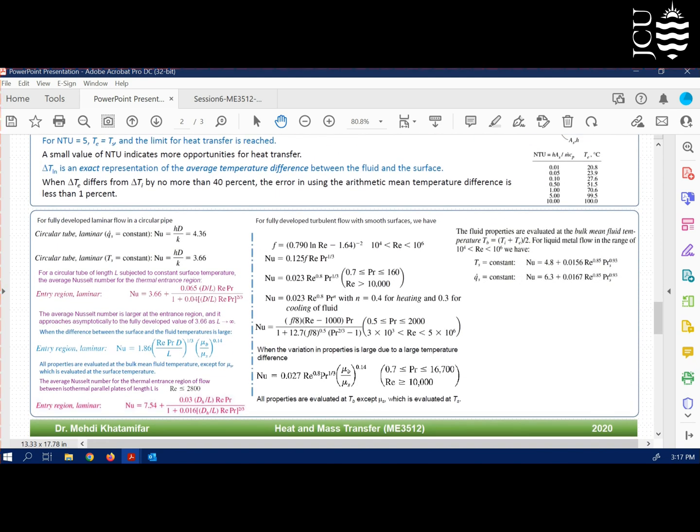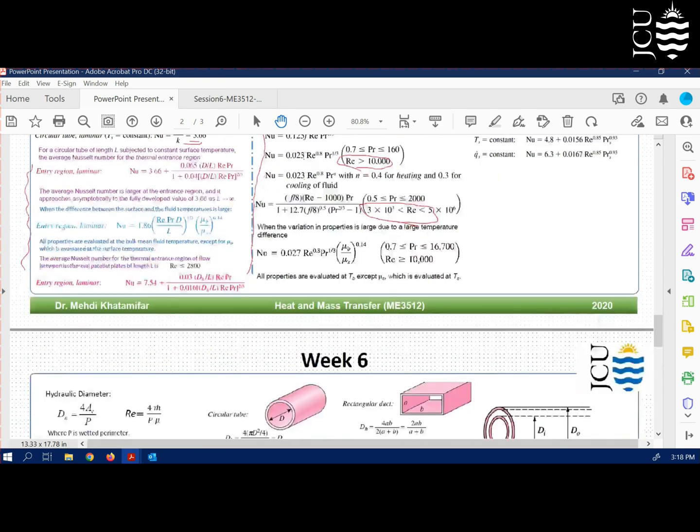Then we introduced some formulas for fully developed laminar flow in a circular pipe. These are the different formulas. As you can see, it's a constant Nusselt number for constant heat flux. This is for constant temperature. And for other variations, we introduced other formulas. If it's fully developed, turbulent, smooth surface, we have some other formulas introduced. And depending on the condition of the question, you need to select the ones useful for you, because you are going to see some of them. For example, this one requires the Reynolds number to be above 10,000, and this one above 3 times 10 to the power 3 and less than 5 times 10 to the power 6. So different conditions, different formulas.